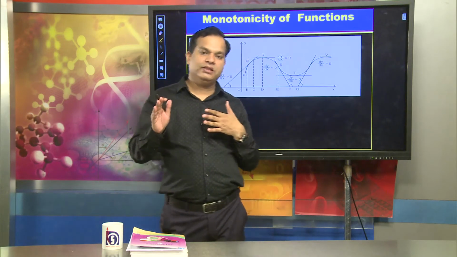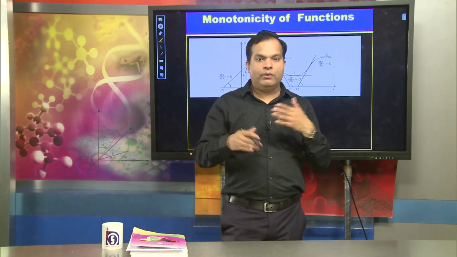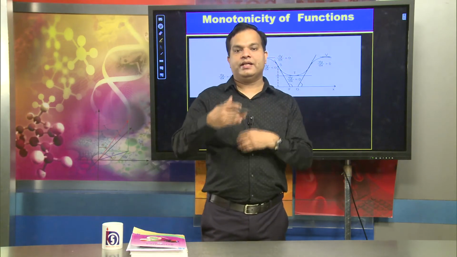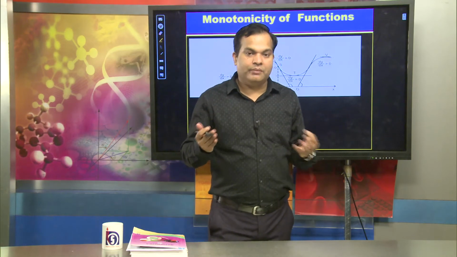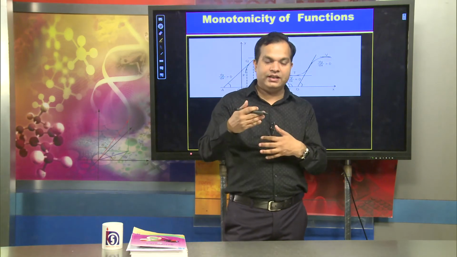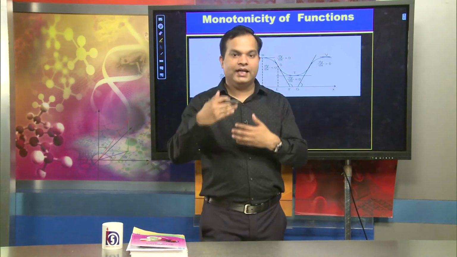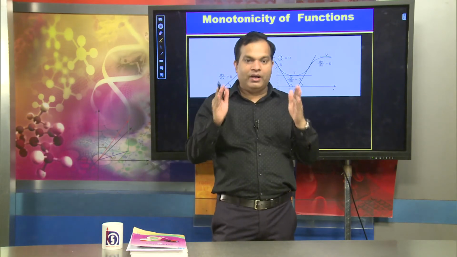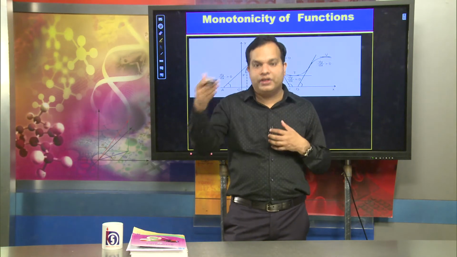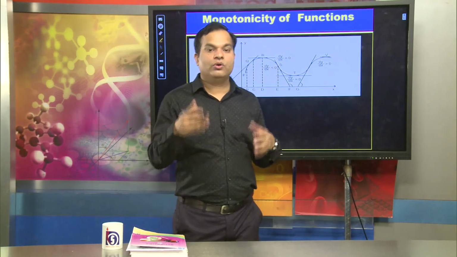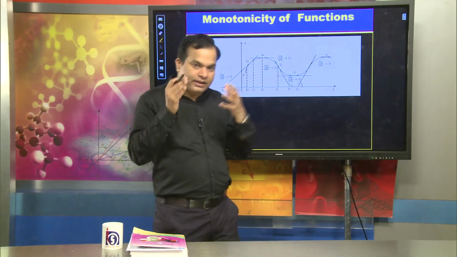Nature of the function means how the function is showing its nature. That means whether it is increasing in nature or decreasing in nature. So, within the interval, I would like to show you how the function is increasing or decreasing. That is known as the monotonicity of the function. Let us see the graph.